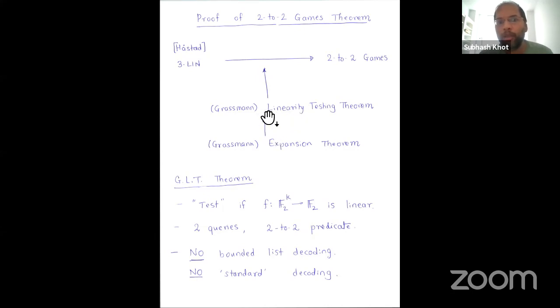In particular, this Grassmann linearity testing theorem, which I did present, what the test is, but we'll quickly review it again. And then we will study this expansion theorem on the Grassmann graph, and we'll see this simple but very nice proof that the expansion theorem implies the linearity testing theorem, and we'll probably stop there. Okay, so let me quickly go over what the linearity testing was.